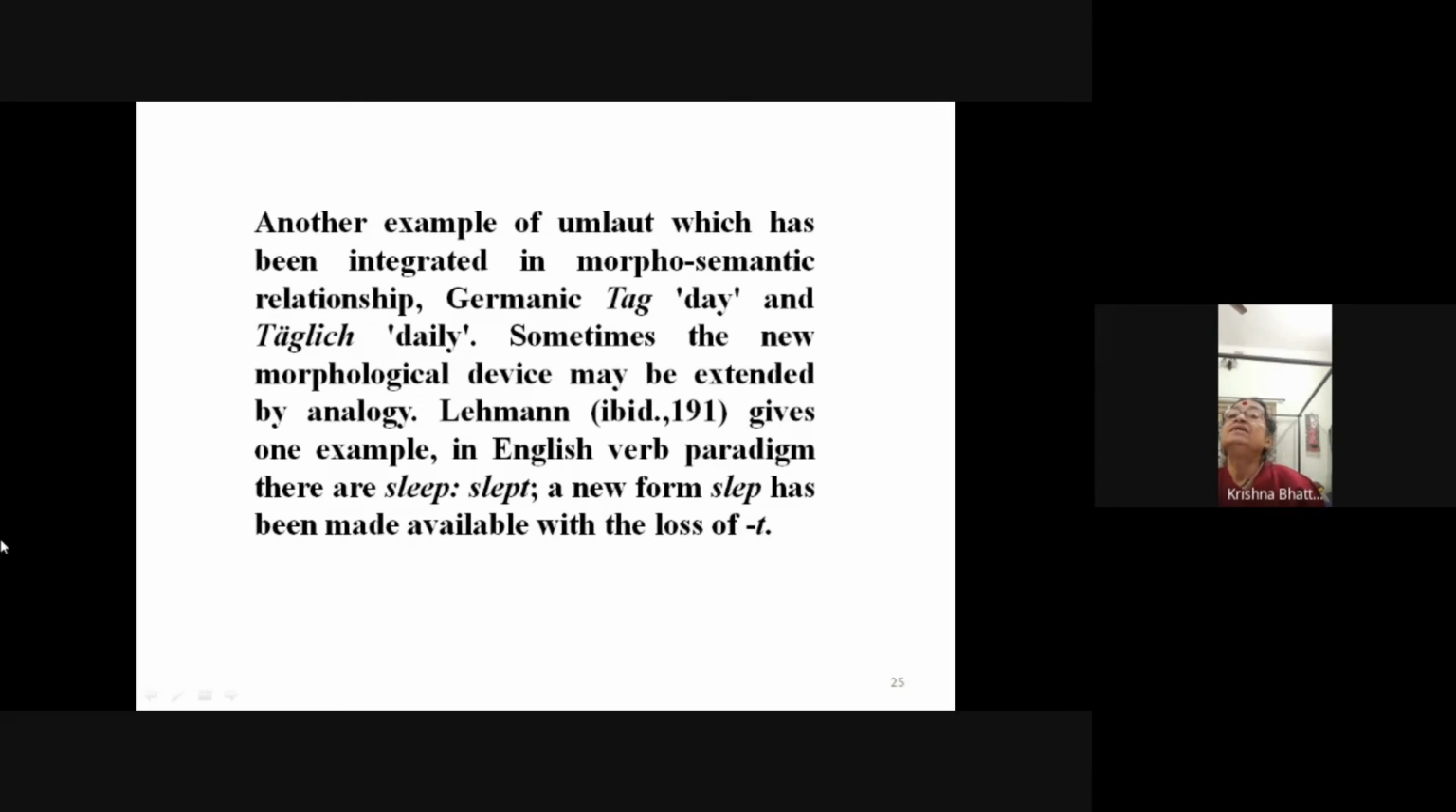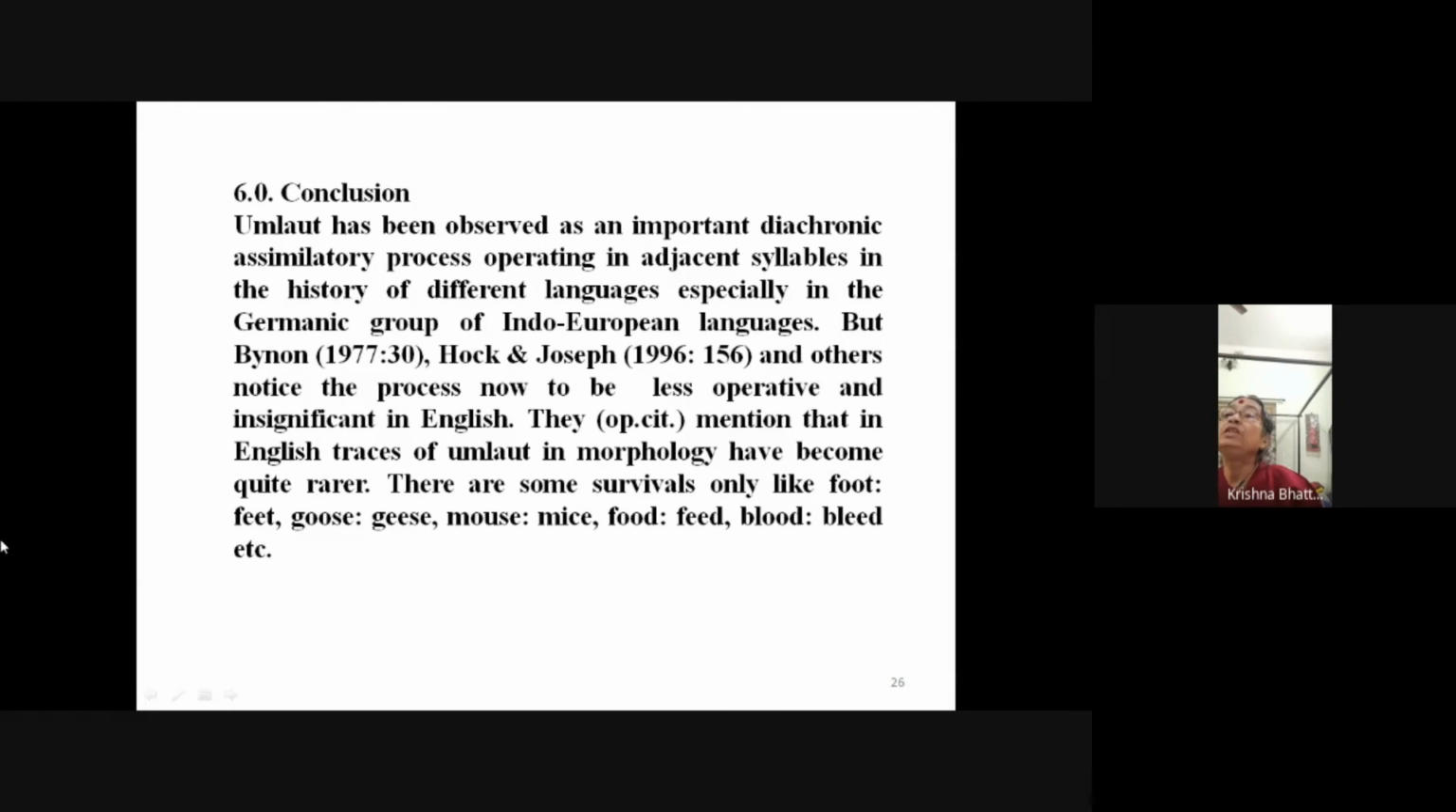He says, page 191, in the English verb paradigm, there are sleep, slept like verbal forms in past tense, slept. But a new form, slep, with the loss of final t, has been made available nowadays. Now, what has been the future of this type of new forms is to be further investigated.